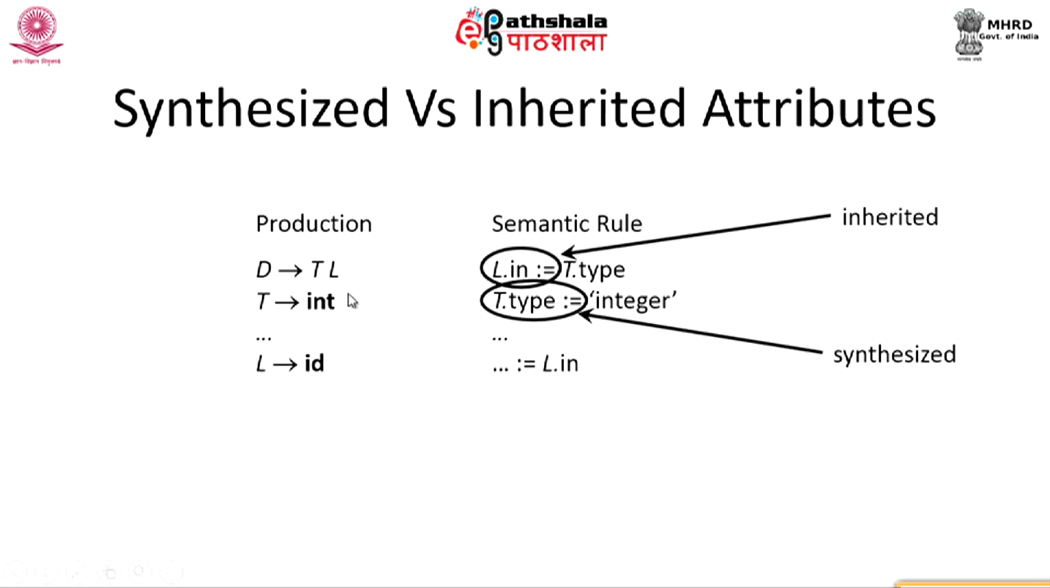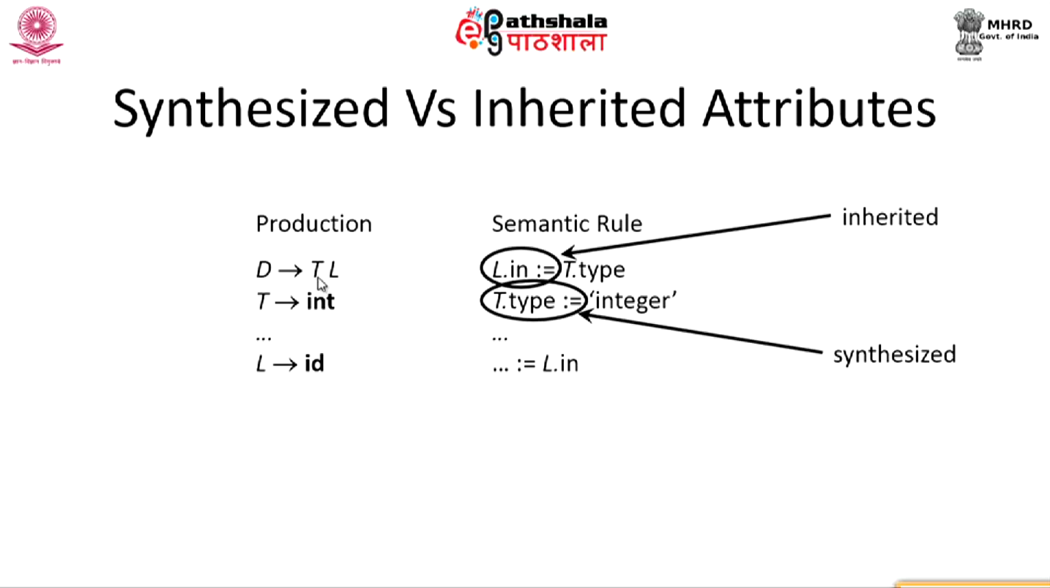Now, how do I write the semantic rule corresponding to this? L dot in is equal to T dot type. Why have I called this in? In refers here to inherited attribute. So, this L depends upon the type of T. So, L is an inherited attribute because the attribute of L, the value of L, depends upon its sibling.